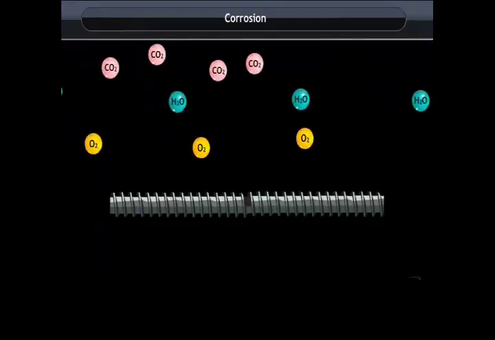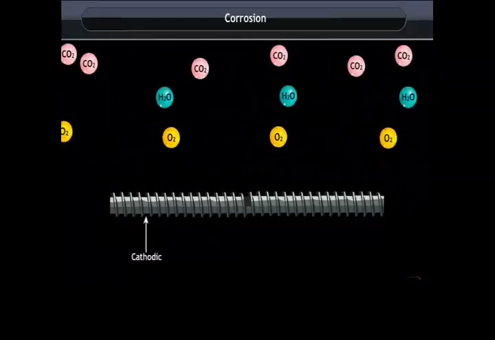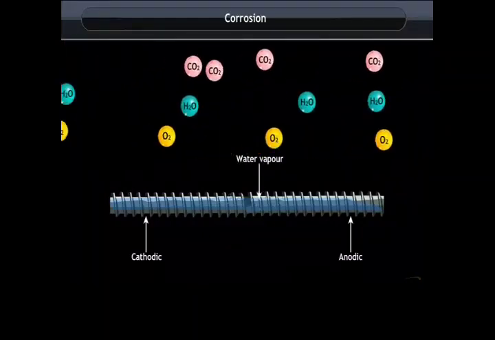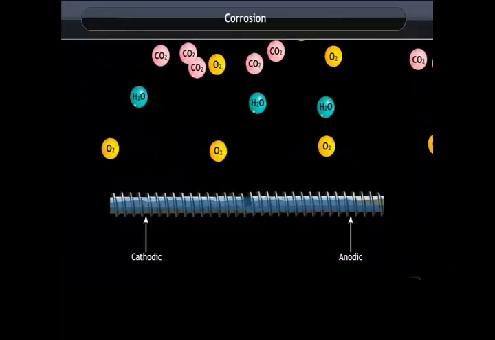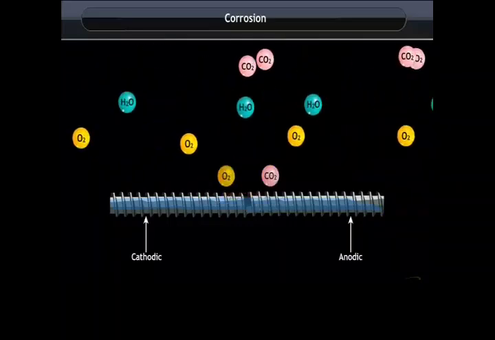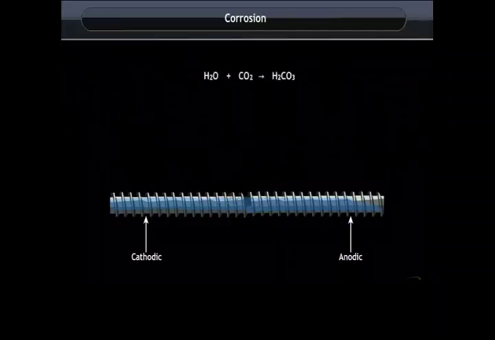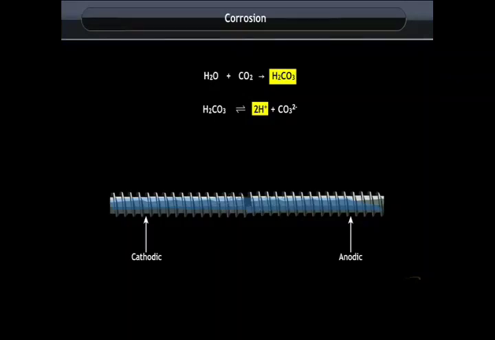When the iron materials are kept in moist condition, cathodic and anodic regions are formed. The water vapors present on the surface of iron dissolve carbon dioxide and oxygen from air to form carbonic acid. So now the surface of iron is covered with carbonic acid. Carbonic acid dissociates to a small extent to H+ ions. Iron in contact with carbon dioxide undergoes oxidation to ferrous iron with release of electrons. These electrons move through the iron metal and reach the cathodic region.